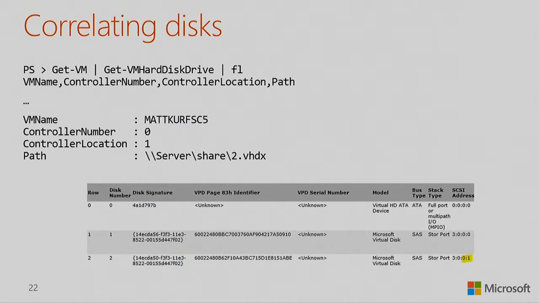One of the useful things is you can list disks, and you can use that to correlate disks. So on your host, you can get the controller number, location, and path of the virtual hard disk file. In this case, on that VM, we've got controller number 0, location 1, and its path is this. They're all SCSI controllers, so that's just assumed here. Inside the guest, that shows up, and it shows up in your validation report.